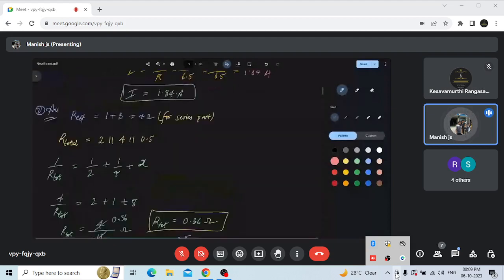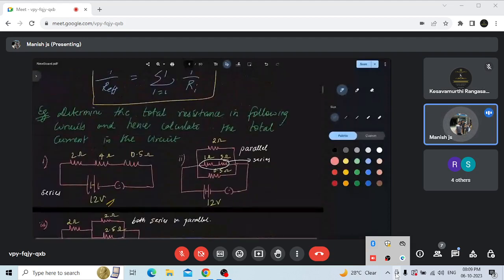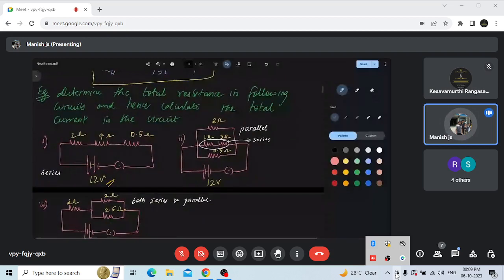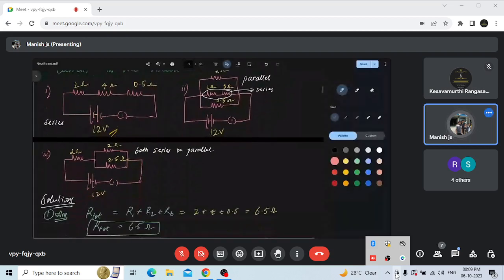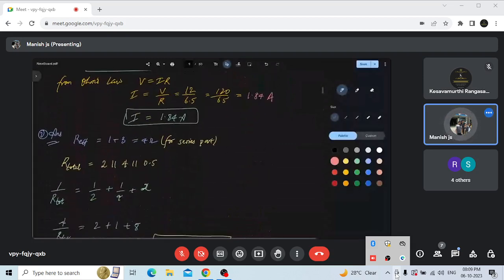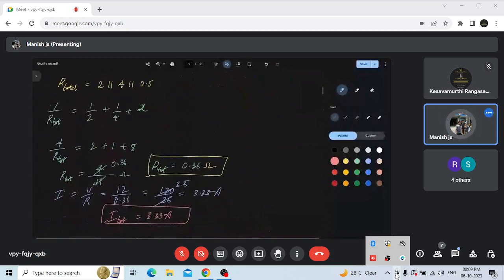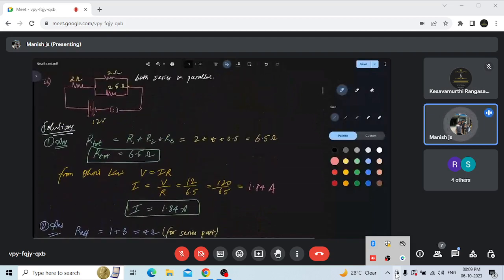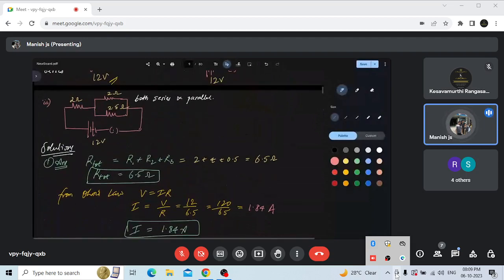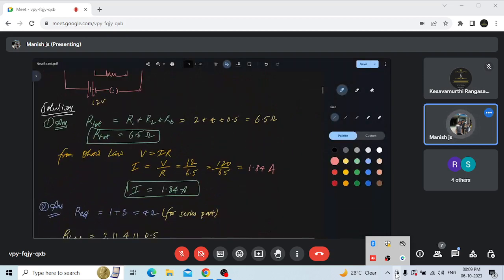So you can see that more current is flowing when you have a parallel combination. The effective resistance in parallel combination is going to be lesser. That's the reason your current is more. Lesser the resistance, more the current will flow. You can see the resistance is only 0.36. But in series, what was the total resistance? It was more. It is 6.5. So more the resistance, less the current. Are you understanding the logic?